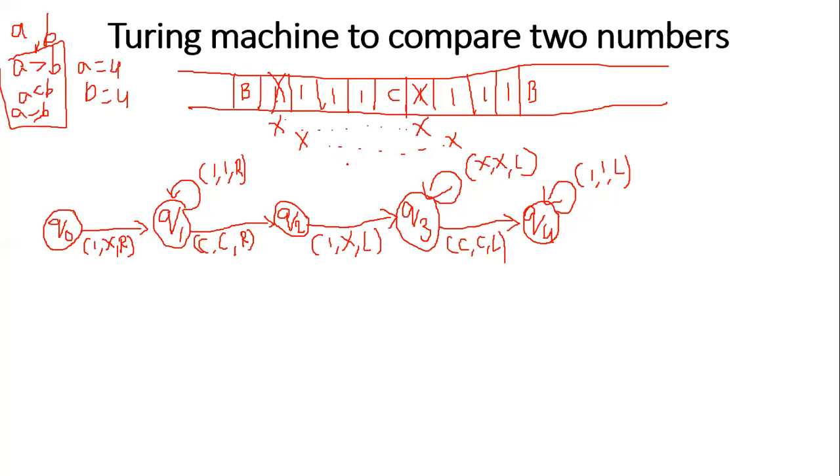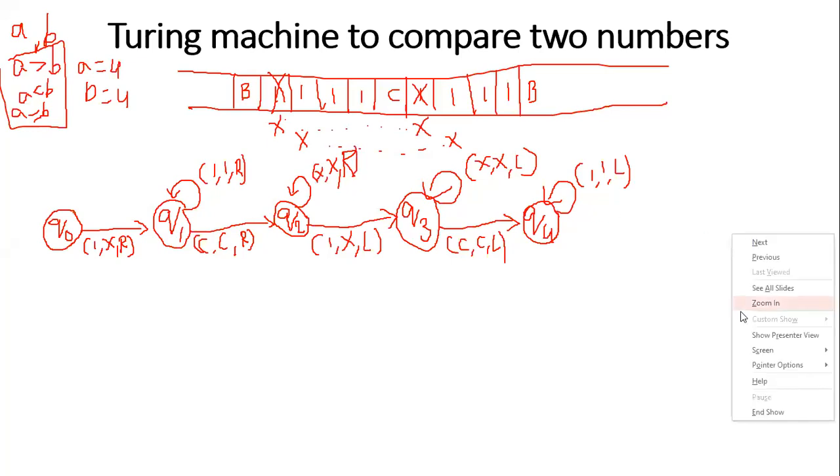What are the symbols you will get in between C and the next one on the right side? You will get x. After C you will get any number of x, and you have to keep ignoring it. Just keep moving to the right side.